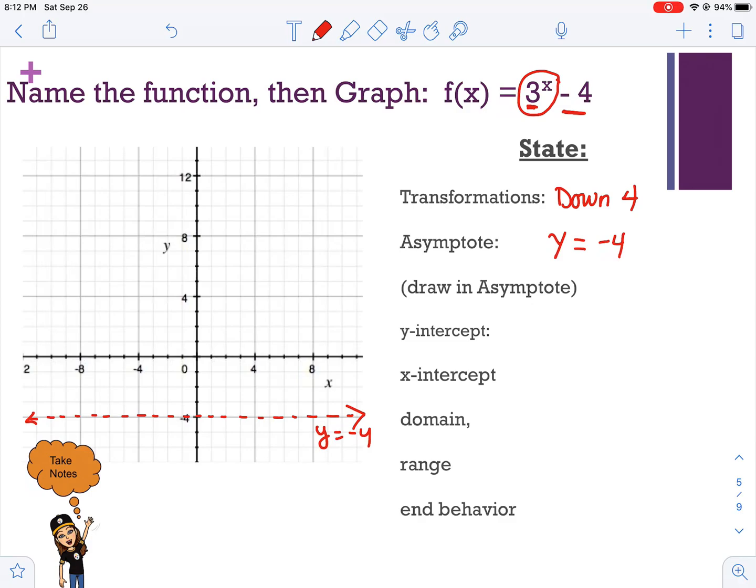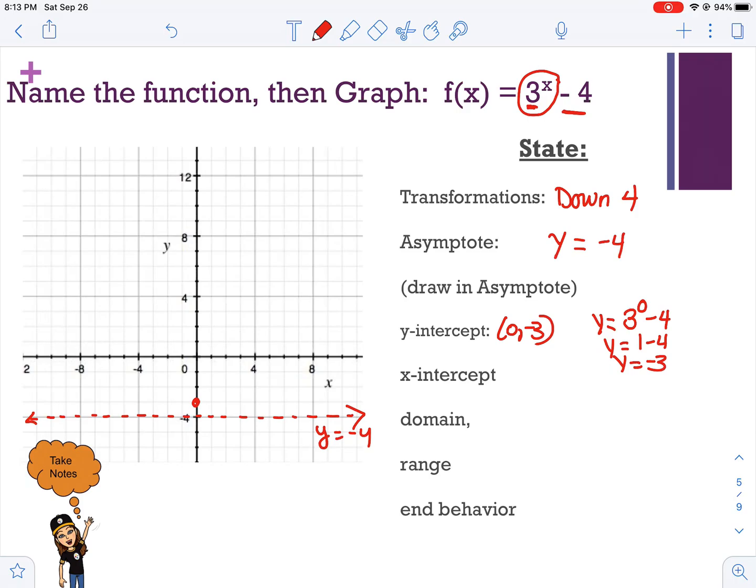Now my y-intercept, we've learned earlier in the year, when we want to find a y-intercept, we have to substitute 0 in for x. So if I do 3 to the 0 minus 4, I can figure out that y value. Anything to the 0 is 1. So 1 minus 4 is -3. So I know I'm going to cross at -3.